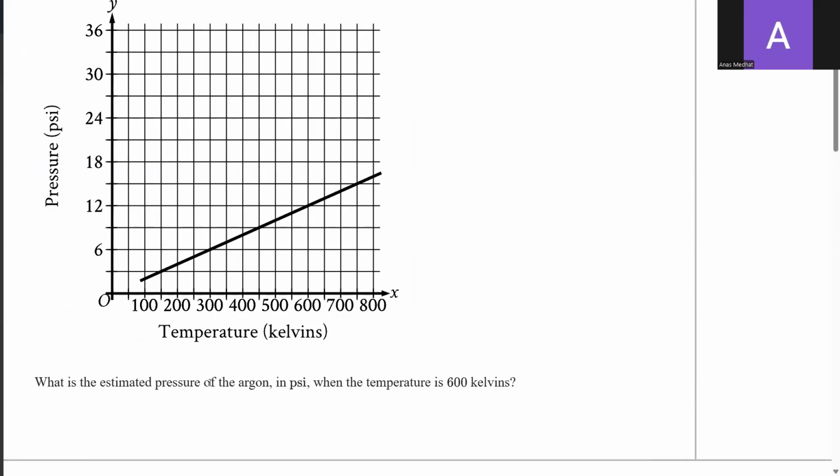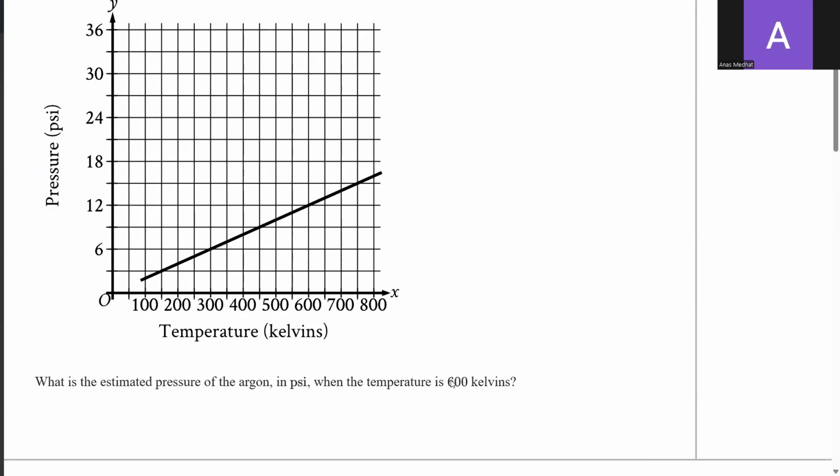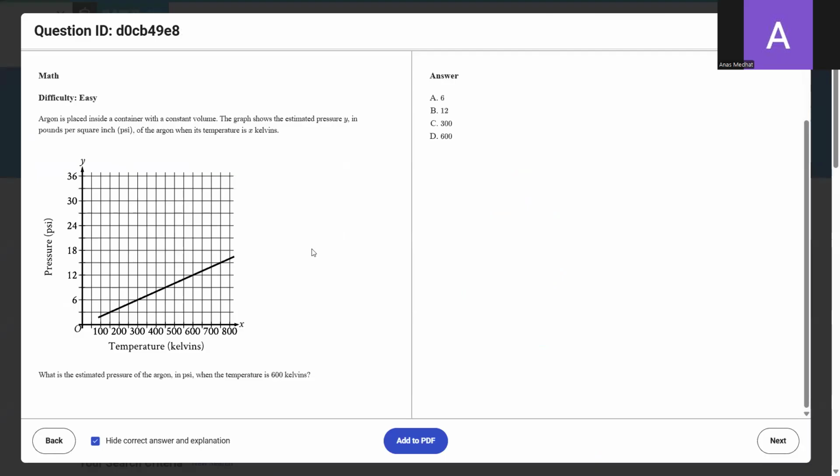So it wants here the temperature, and the temperature is 600. It wants the pressure. All you have to do is look at the graph. Look here, and the temperature is 600. The pressure would be 12. So the answer is B, 12.